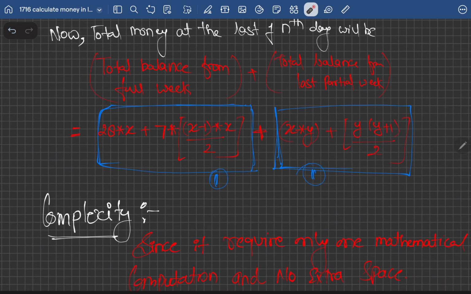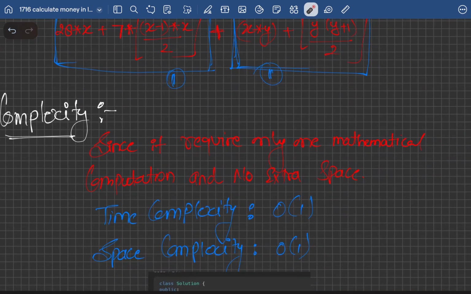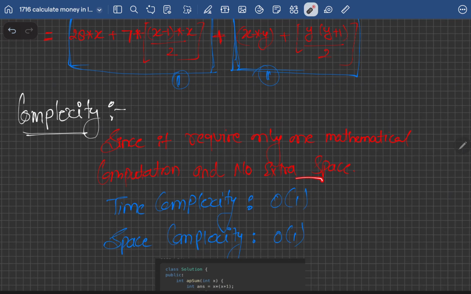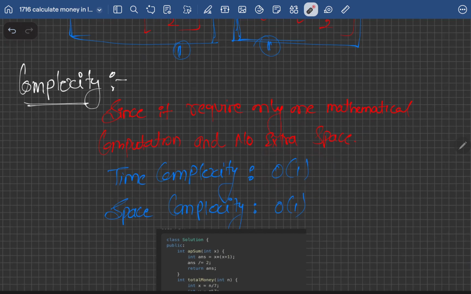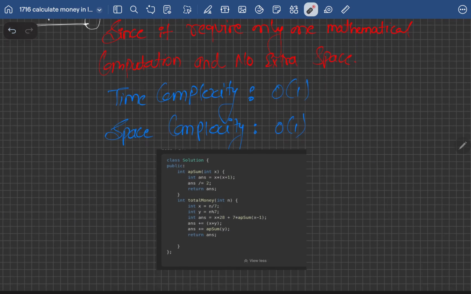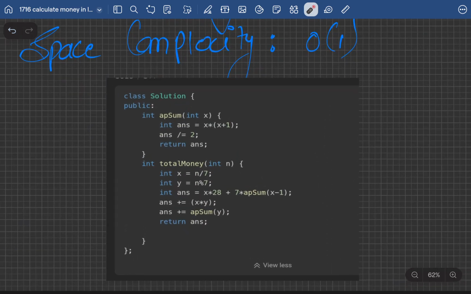Talking about the complexity, since we are not requiring any loop, the time complexity will be order of 1. We are just requiring one mathematical computation. The space complexity will also be order of 1 because we haven't taken any space for any data structure. So we have a solution with us.